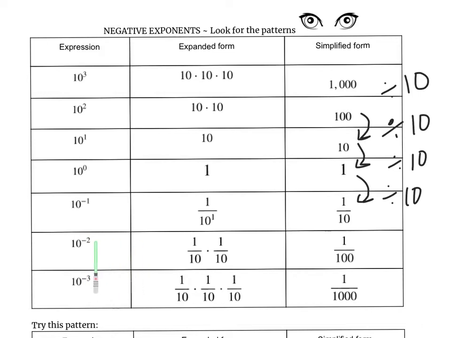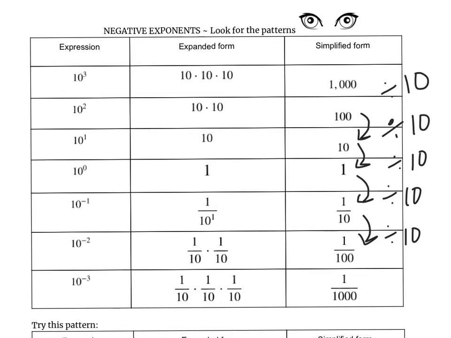10 to the -2. That means there's a 10th times a 10th. There's 2 of these bases, and that's 1/100th. Again, we are simply dividing by 10 again, which is 1 over 100.